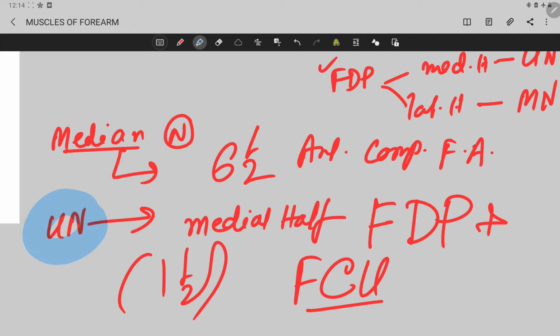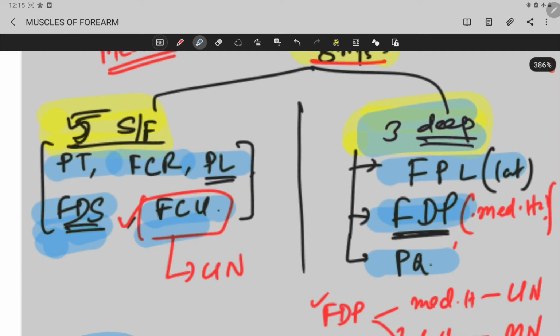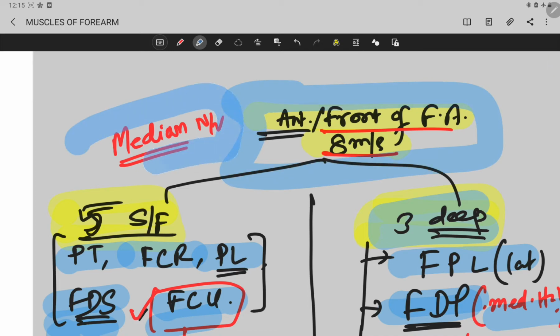So this is the basic. Remember it like this: flexor carpi ulnaris is supplied by the ulnar nerve, and the medial half of the flexor digitorum profundus is supplied by your ulnar nerve. Except these two muscles, all other muscles of the anterior compartment of your forearm are supplied by your median nerve. That's why the median nerve has a major territory in the anterior compartment of the forearm.